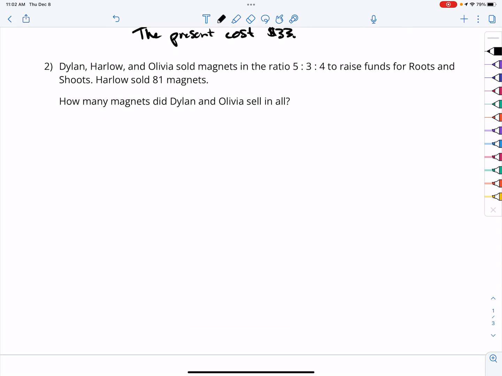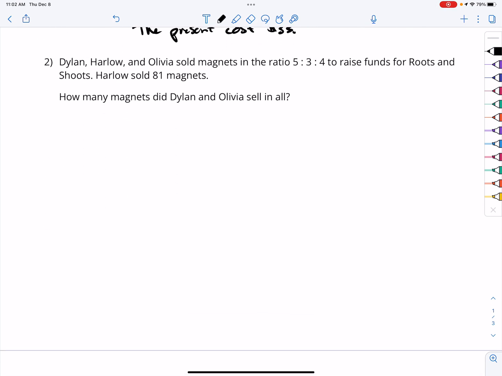So Dylan, Harlow, and Olivia sold magnets in the ratio of 5 to 3 to 4 to raise funds for Roots and Shoots. Harlow sold 81 magnets. How many magnets did Dylan and Olivia sell in all? Interesting. So we have Dylan, 5. Harlow, 3, and she sold 81 magnets. And then Olivia is 4, and we want to know Dylan and Olivia all together.